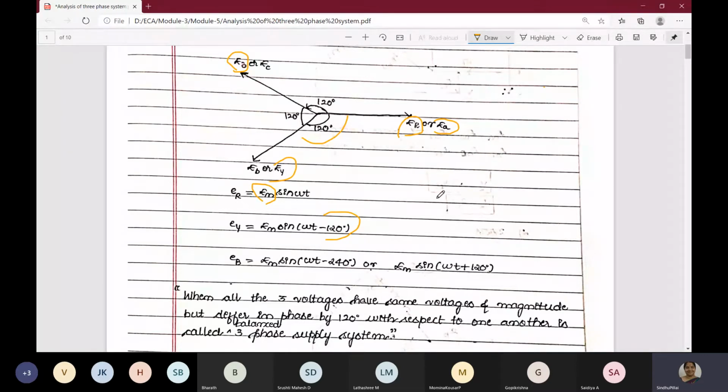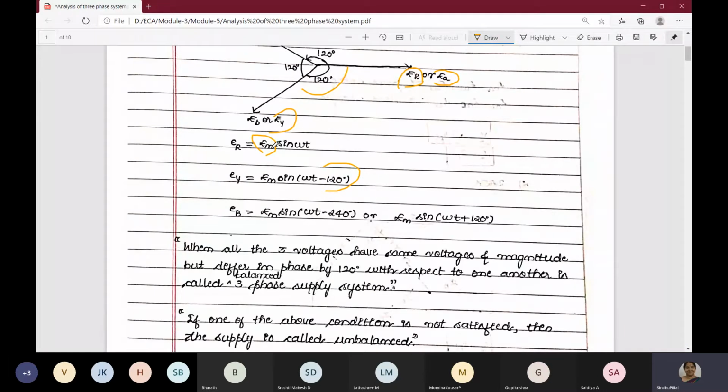Voltages EY and EB, and the angle is important. First one is Em sin omega t. Second one is Em sin omega t minus 120 degree. Third one is Em sin omega t minus 240 degree. When all the three voltages have same magnitude but differ in phase by 120 degree with respect to one another, it is called as three-phase supply system.